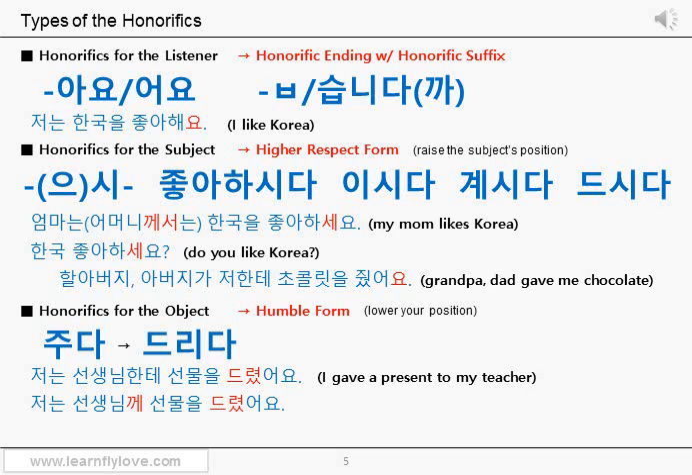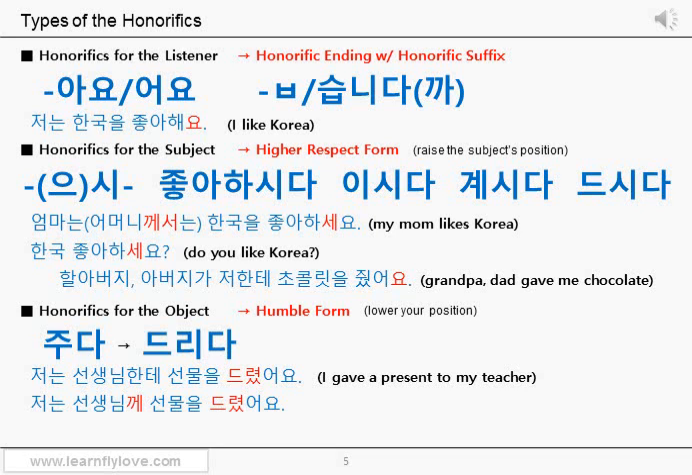Yes, 께 is a higher respect particle of 에게 and 한테. So you use the higher respect particle 께 for the indirect object, teacher, and the humble verb 드리다 for the subject, I, to show more respect to the object, teacher. Do you understand the concept?